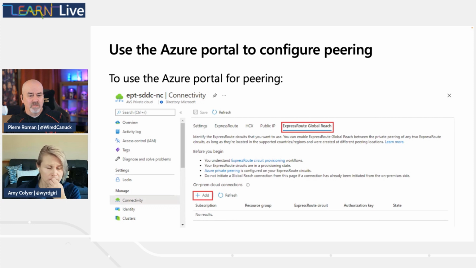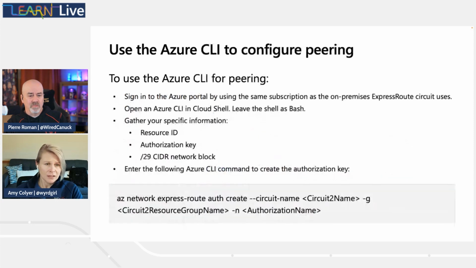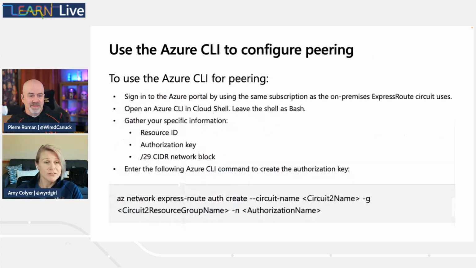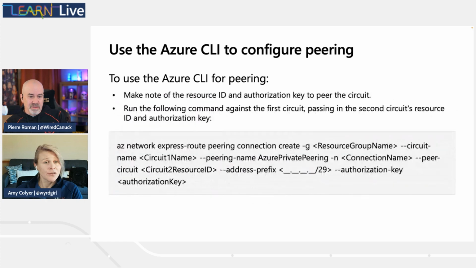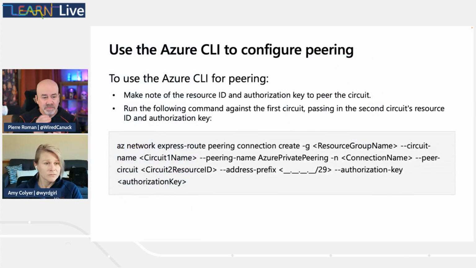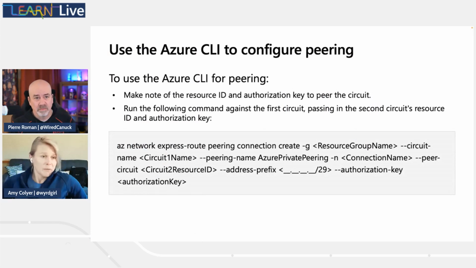So we go to Global Reach, and then you add the key from the other side. Sorry, I only have screenshots for this, but then you add. And there's also Azure CLI, probably some PowerShell. No, CLI. Yeah. So you can automate this with the command line, or go through the portal.